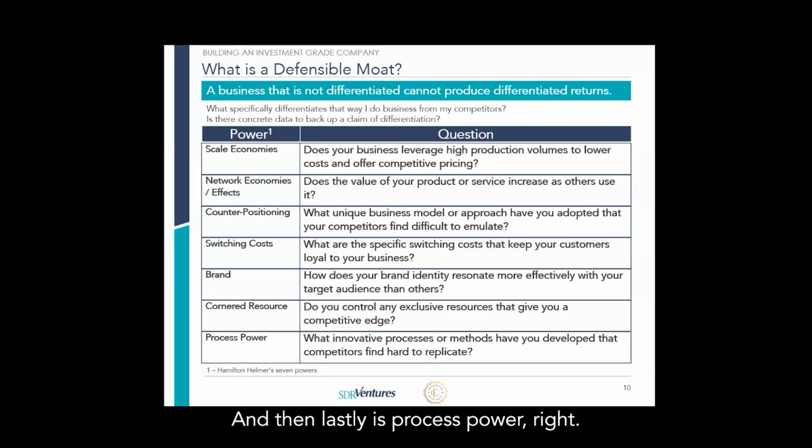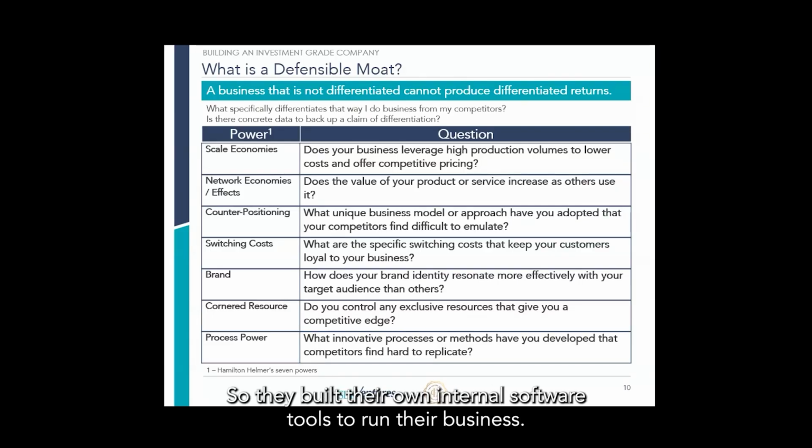And then lastly is process power, right? The way your business operates, does it create efficiencies? Some folks we know in niche industries, some of the ERP systems out there just don't really work very well for their businesses. So they built their own internal software tools to run their business. That's a significant opportunity to have process power.